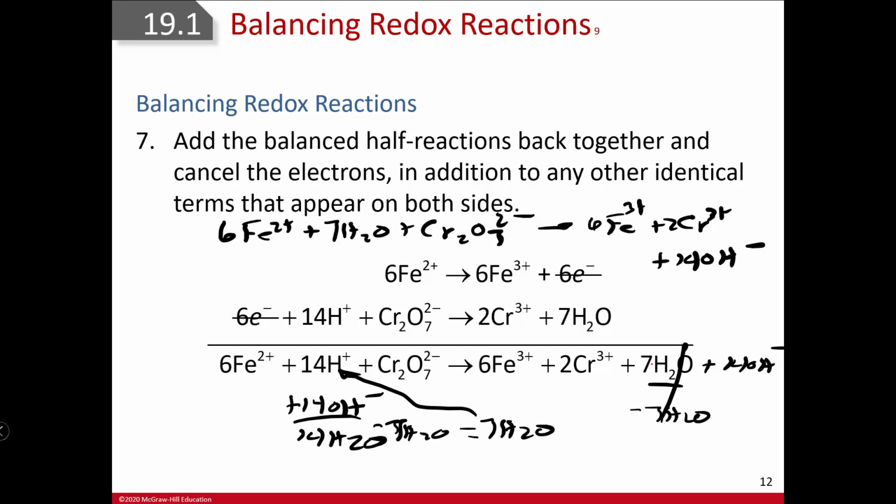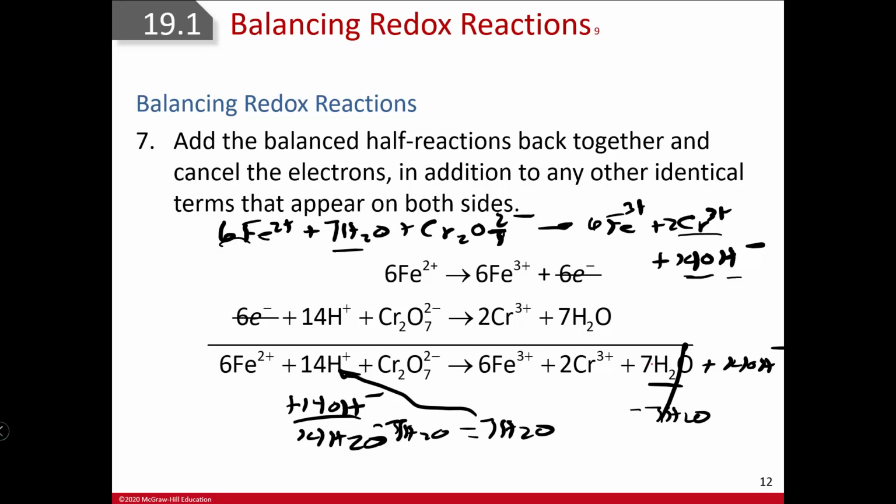All right, so if this is correct, everything should still stay balanced. I want to really focus on the hydrogen: 14 hydrogen here, 14 times 1, 14 hydrogen here. 7 oxygen here, and then 7 oxygen there is 14 oxygen. That's balanced as well. 6 iron on both sides, 2 chromium on both sides. All that balances. Last thing is look at the charge.